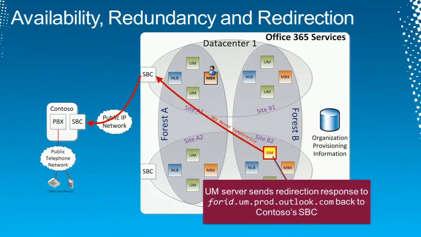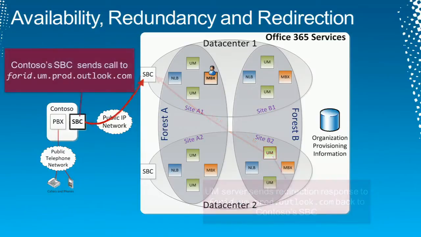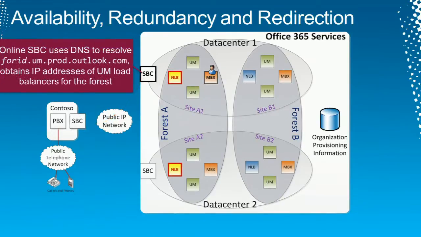That information comes back, and then the server sends a redirect all the way back to the on-premises SBC saying, please don't talk to me, please talk to this other address. So first redirection. Contoso's SBC dutifully then sends the call to this new address, forest ID, followed by um.prod.outlook.com. The SBC, same SBC, then uses DNS to resolve this new address, forestid.um.prod.outlook.com. This time it gets just 2 addresses, and these are the IP addresses of the load balancers in the correct forest.